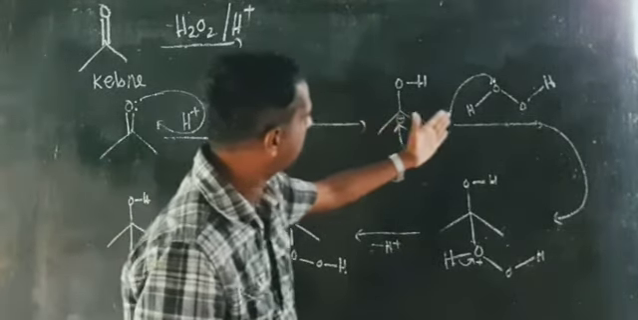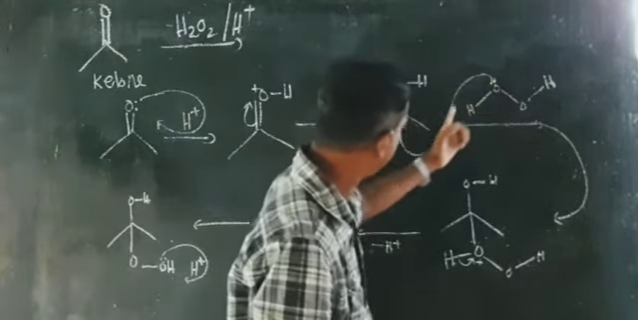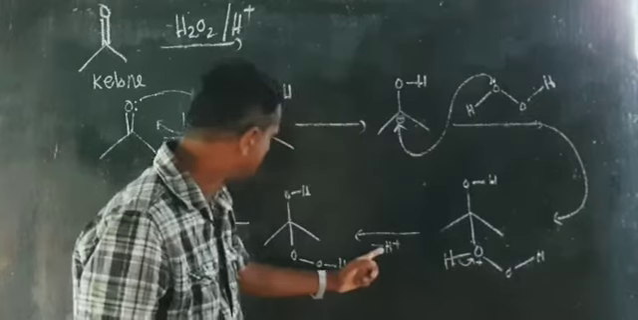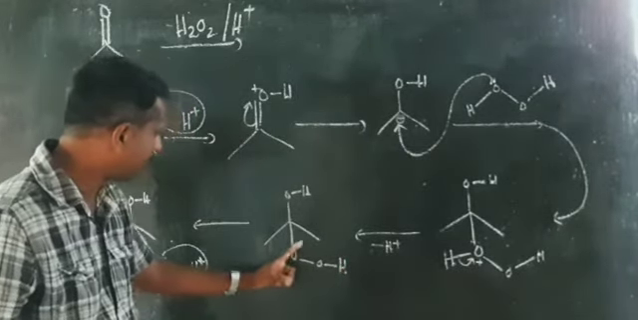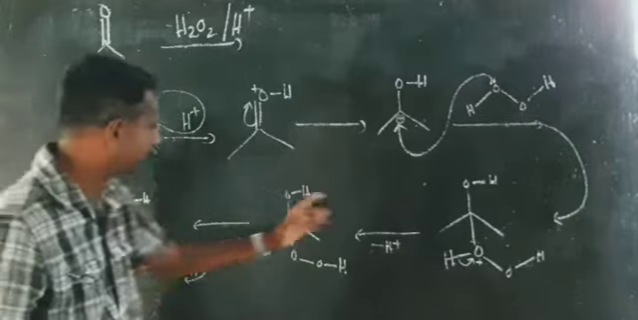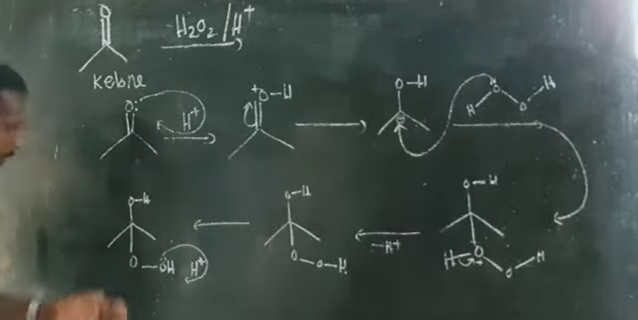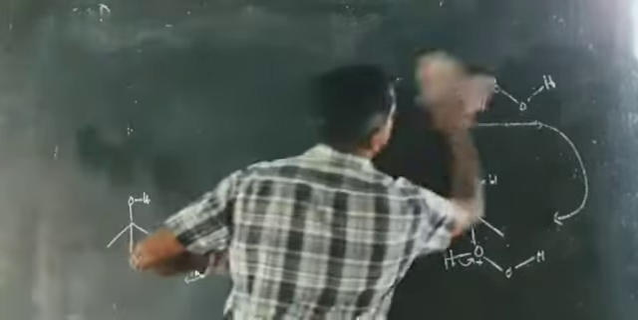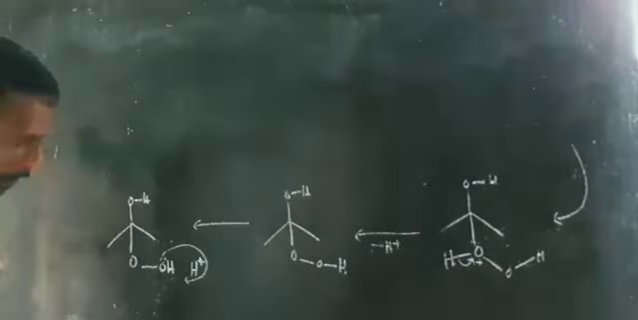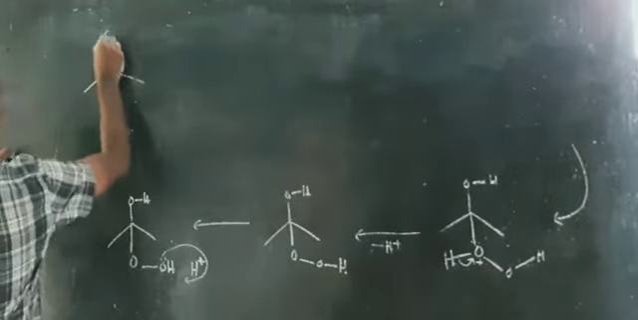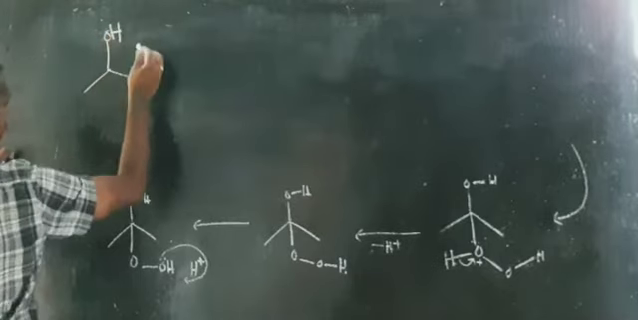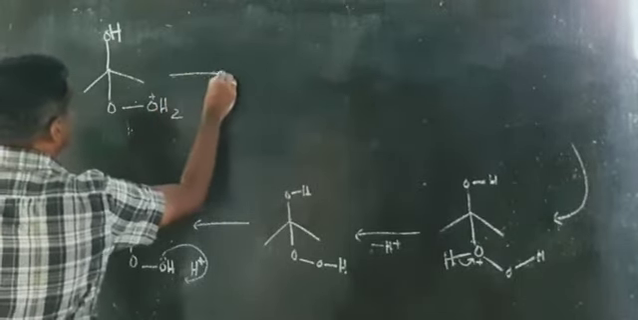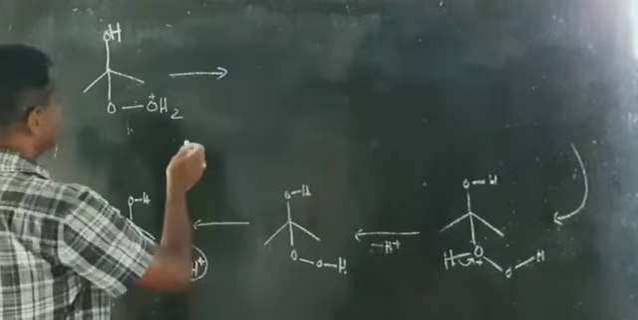So look at the mechanism: first creating a carbocation, then the lone pair of electrons of hydrogen peroxide attacks this positively charged carbon, and you get a structure like this. For stability, a proton is removed. Then the lone pair of electrons of OH takes that removed proton, and we get a structure like this. Here it is OH, here OH, and here OH2 plus.